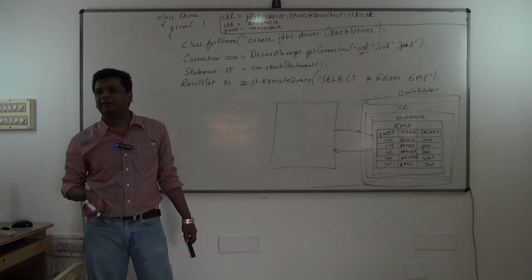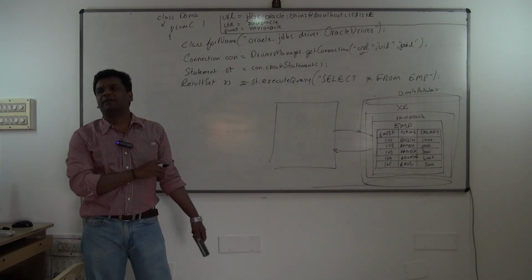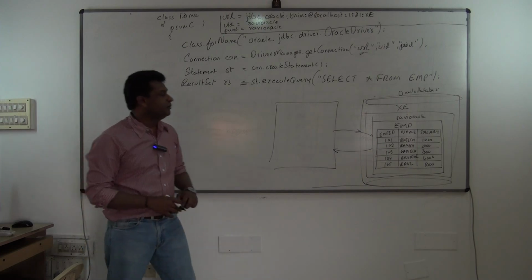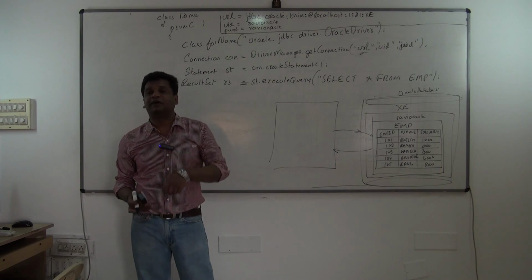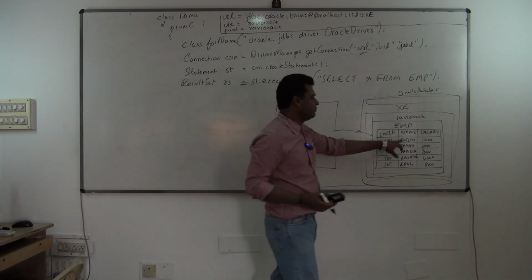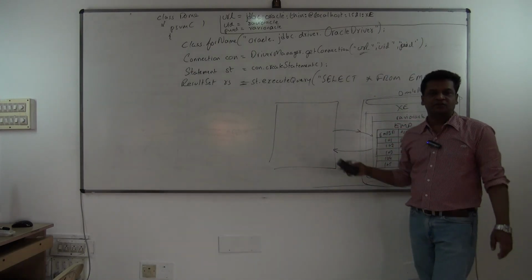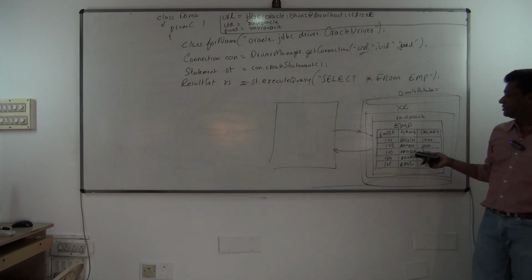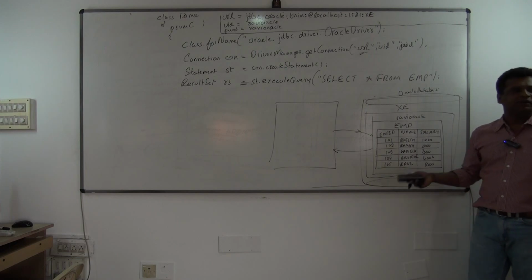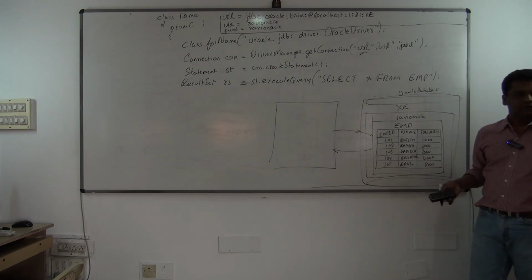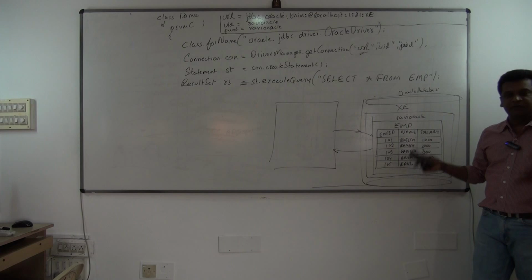Means from secondary memory it will be retrieved into primary memory. How many values did you get now? Nearly 15 values. In every row you have 3 values. This is one row, 101 Rajesh 1000, 3 values. Next row, 102 Ramesh 2000. Like that you can have more values. Assume that I have 20 rows, 30 rows; imagine how many values there will be.